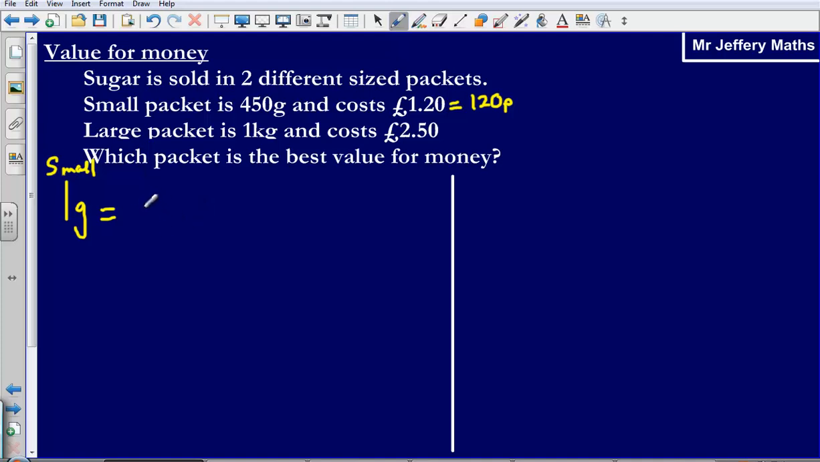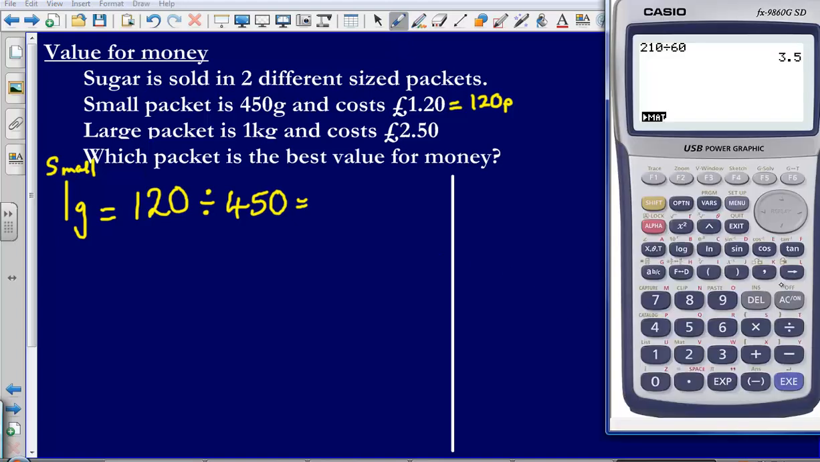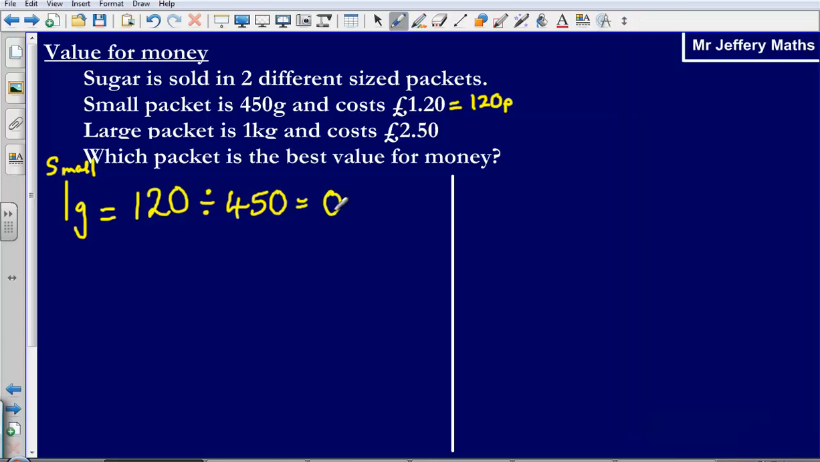So what I can do is take the amount of money, 120p, and divide it by the number of grams that I've got in my packet. That would tell me what 1 gram is going to cost me. So 120p divided by 450, that's going to give us 0.26 recurring, and that is pence. So 1 gram is costing me 0.26p. So let's do the same with the large.